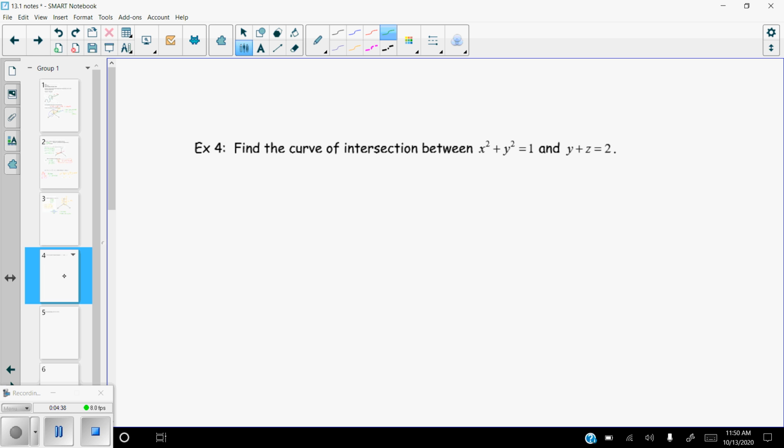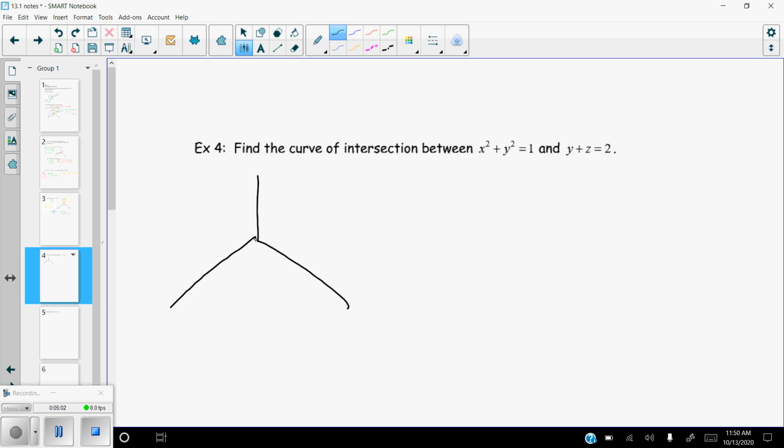So now we want to find the curve of intersection between 2 space curves. So what you've got is x squared plus y squared equals 1 and y plus z equals 2. Hopefully you should recognize these now. X squared plus y squared equals 1 is a circular cylinder. So let's actually sketch it.